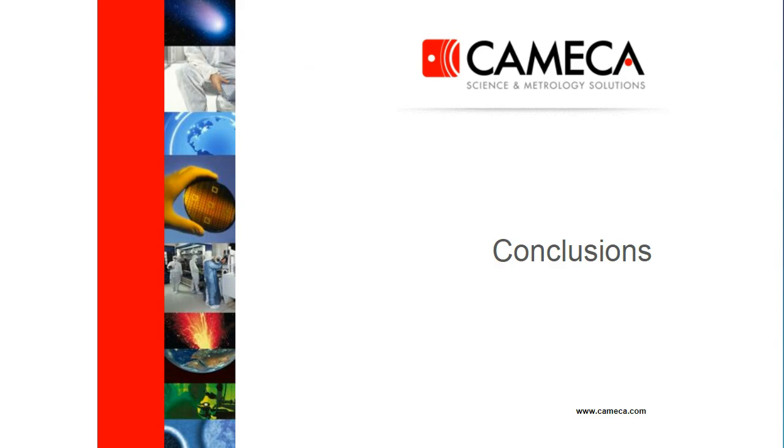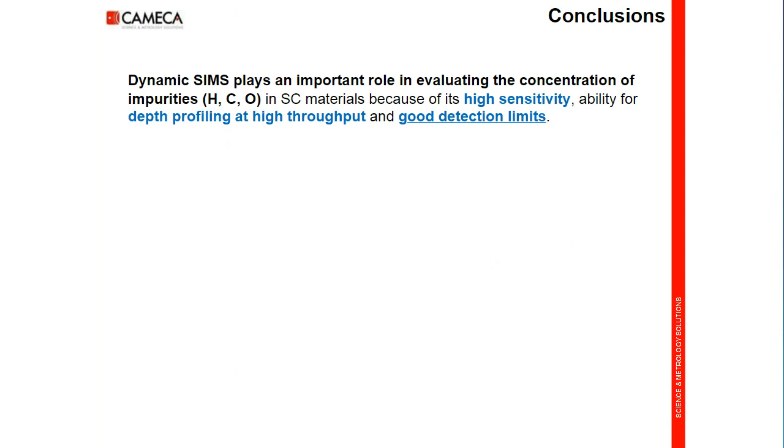I would like now to conclude this talk. It is important to control hydrogen, carbon, and oxygen impurities, the so-called atmospheric gas elements, as they are known to affect device performance and lifetime. Dynamic SIMS plays an important role in evaluating the concentration of impurities in different types of materials because of its high sensitivity, depth profiling capabilities with high depth resolution, high throughput, and good detection limits.